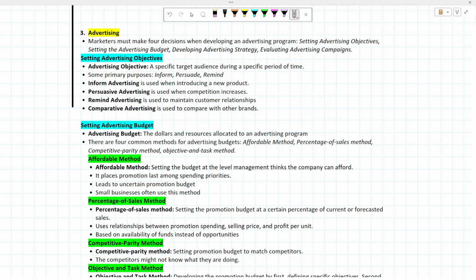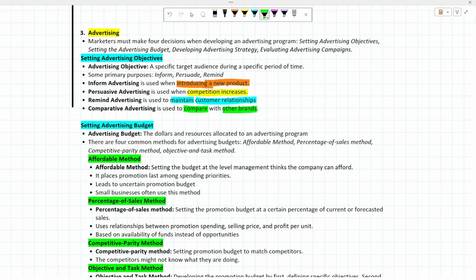Informative advertising is used when introducing a new product. Persuasive advertising is used when competition increases. Remind advertising is used to maintain customer relationships. And then comparative advertising is used to compare with other brands.